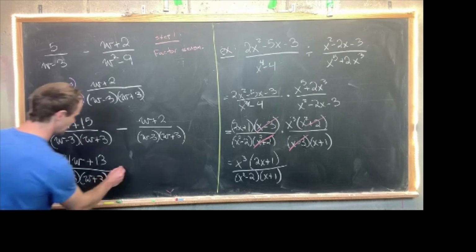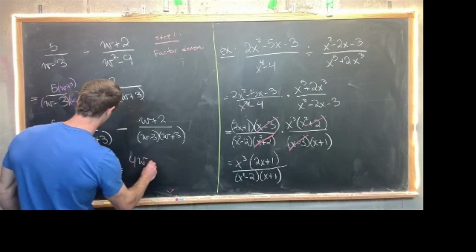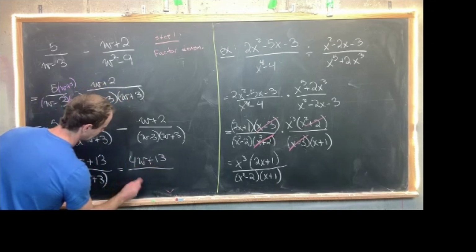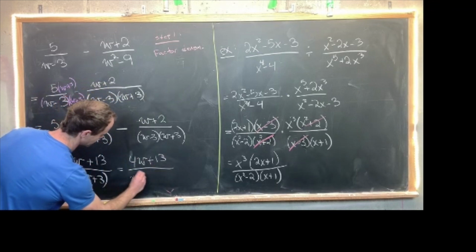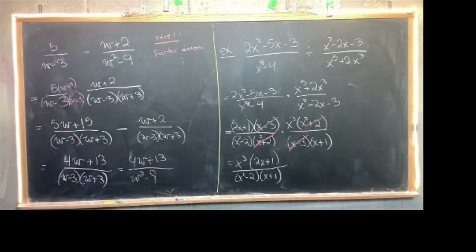And if you want to multiply it back out, you can most definitely do that and get 4w plus 13 over w squared minus 9. But that's kind of swings and roundabouts. They're the same thing.